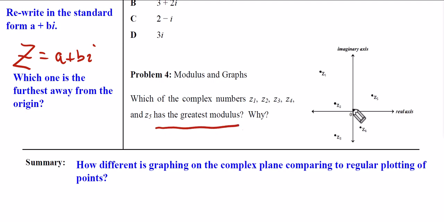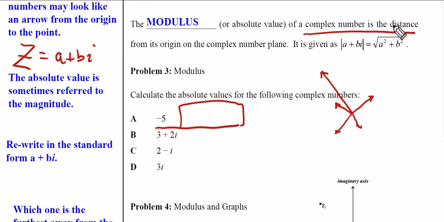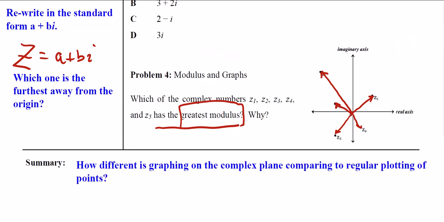Well, if we were to start drawing arrows from the origin to each of these terminal points, the question becomes, which of these arrows that I just drew is the longest? Because we said earlier that the modulus is the distance from the origin to that complex number. So looking back at this, the question is, which one has the greatest modulus? The one that has the longest arrow.